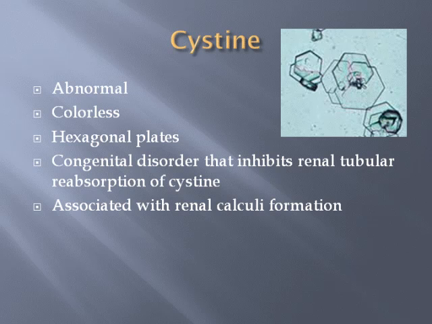Cysteine crystals are also abnormal, and these are also easily distinguishable because they are colorless and shaped like hexagonal plates. You will see these in congenital disorders that inhibit renal tubular reabsorption of cysteine. They are also associated with renal calculi formation.